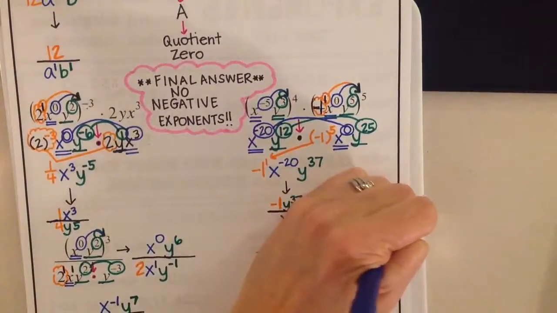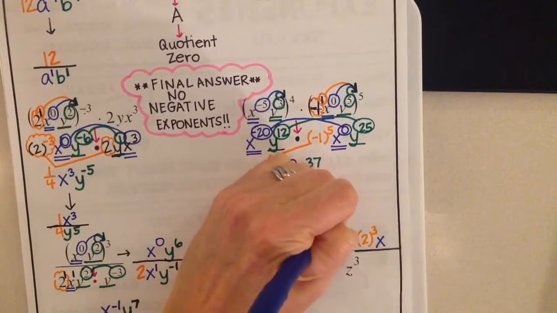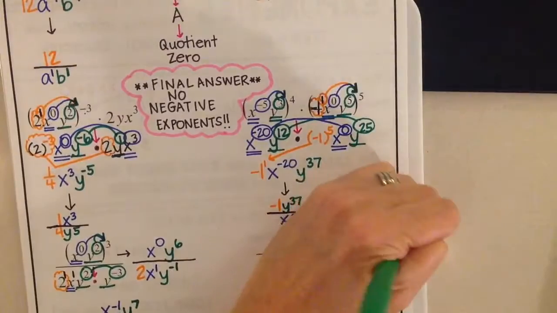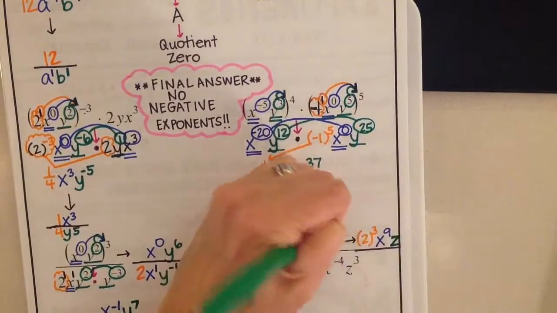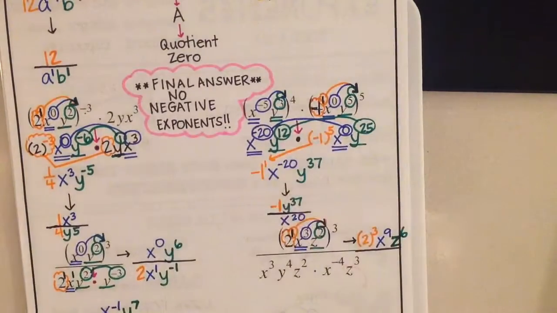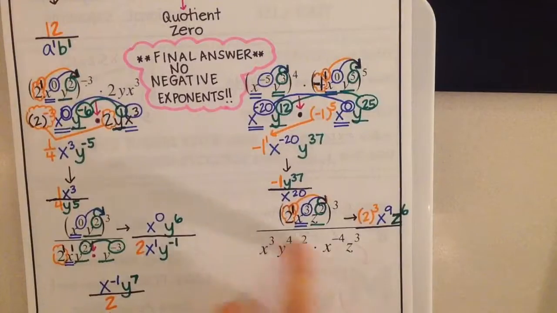My next exponent is x, and I'm going to multiply 3 times 3, 9, and my next base is z, and I'm going to multiply, so 2 times 3 is 6. So there's my new numerator.